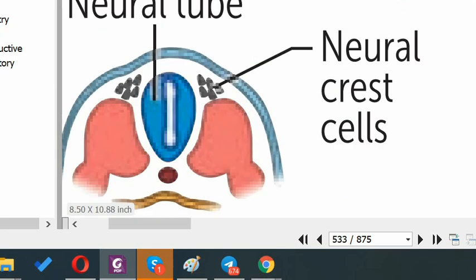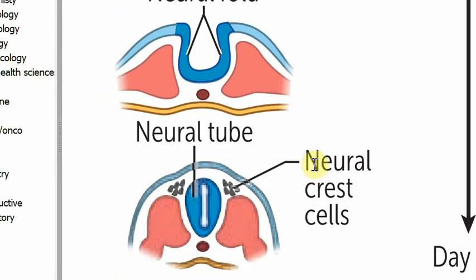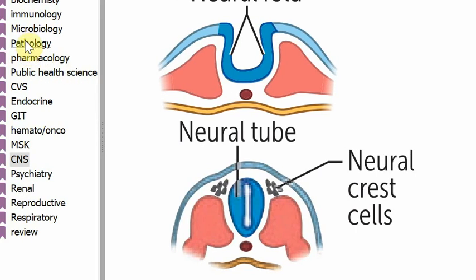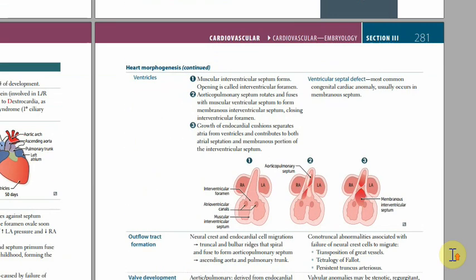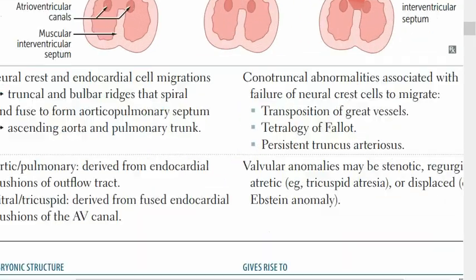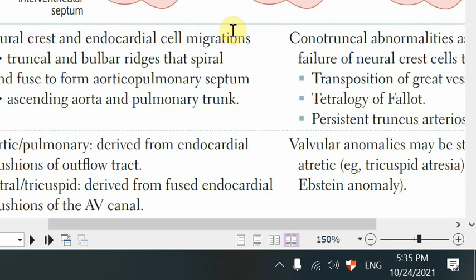Okay, also from the neuronal fold, we have the creation of something called the neuronal crest. The neuronal crest, which is the important thing, that's why I came here, gives origin to so many things. One of them is this: outflow tract formation. Neuronal crest and endothelial cell migration lead to truncal and bulbar ridges that spiral and fuse to form the aortopulmonary septums.